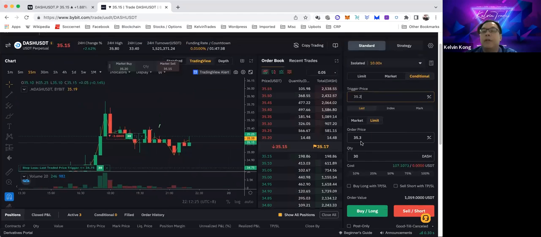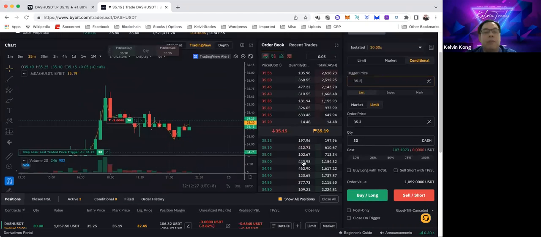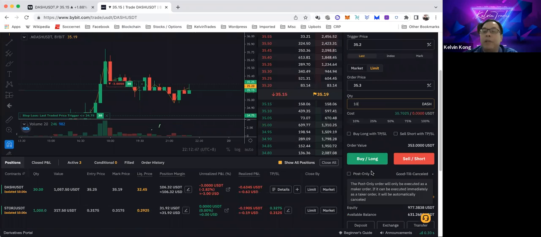So how much quantity do I want to sell? My position, I have 30. Obviously I don't want to sell everything because this is my TP1, my first take profit point. So let's say I only want to sell 1/3. That means it's 10. And remember to click close on trigger. Always.